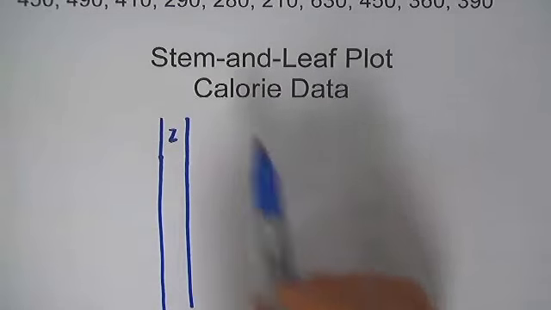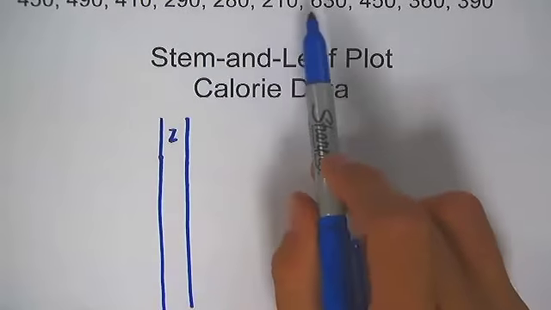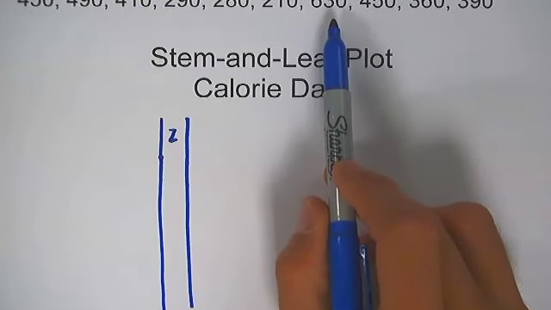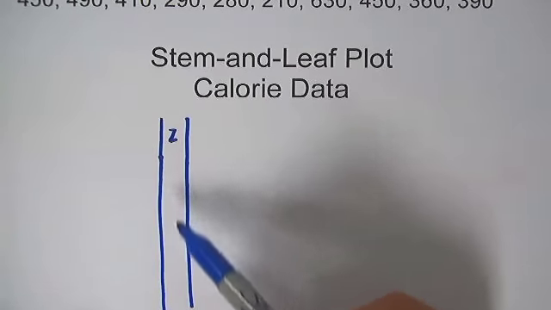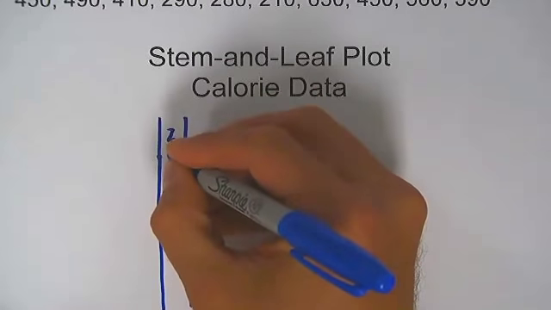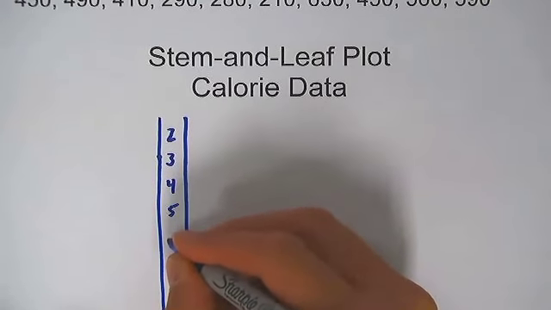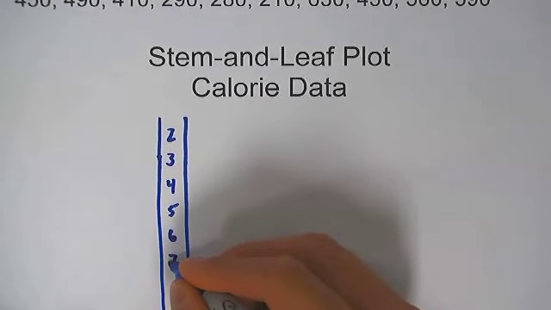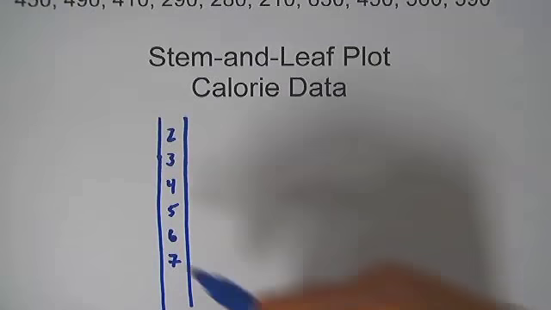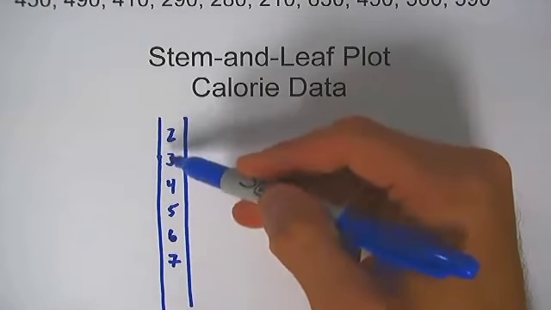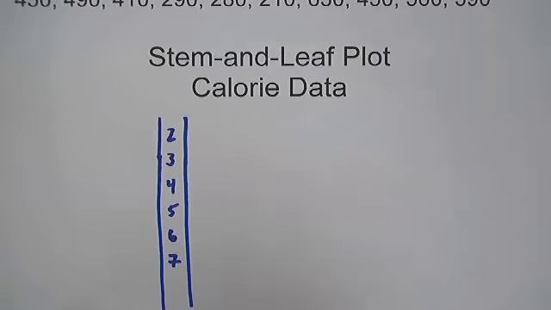Okay, now I need to look for the biggest value. The biggest value is 630. So I need to count from 2 to 6. Okay, make sure you don't skip any values, and try to keep your values at similar spacing. I could include 7 here if I'd like. Now you can always go a little bit further or start a little bit less than your smallest value.